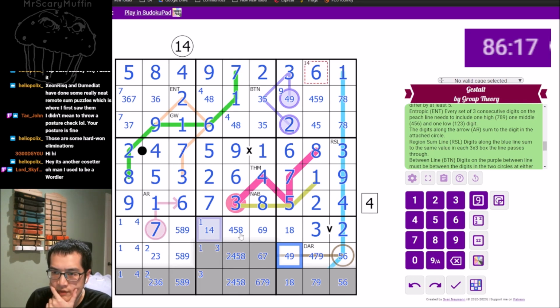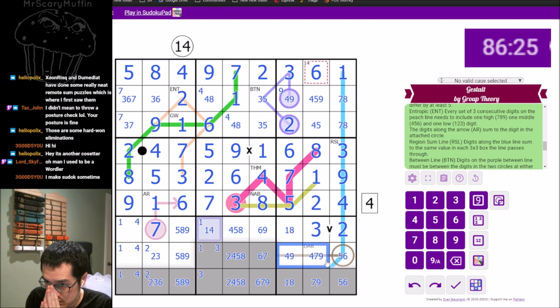We're nearly there. Okay, we're guaranteed a 4 here, right? Now, there's always going to be a 4 on this line. Yeah, that's not helpful at all. You make Sudoku sometimes. Awesome. Love seeing setters.